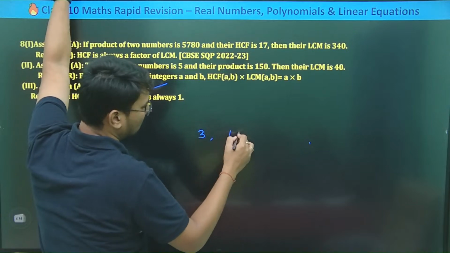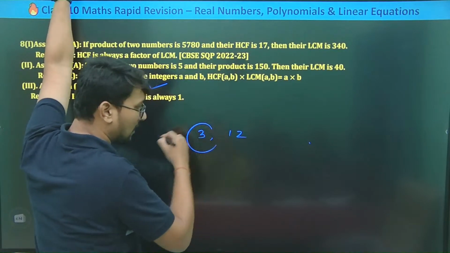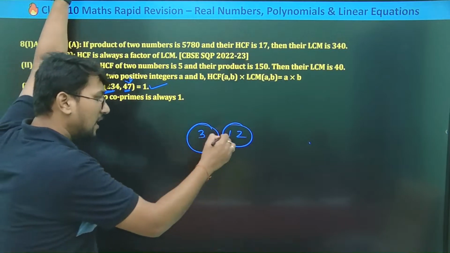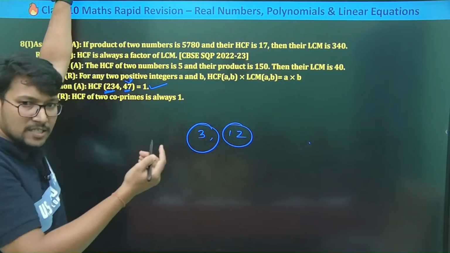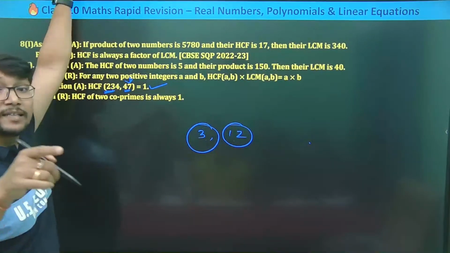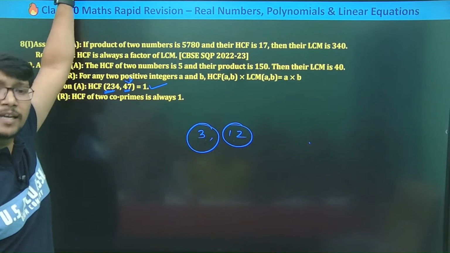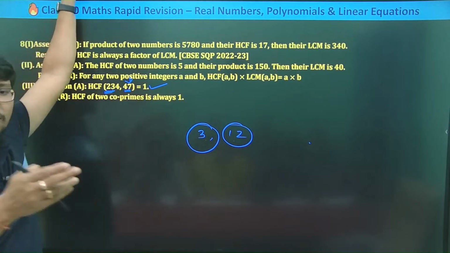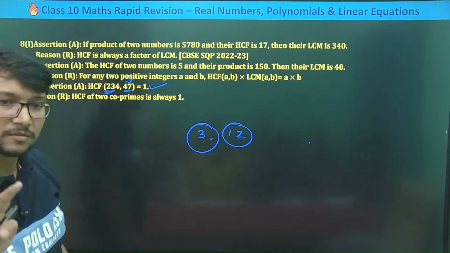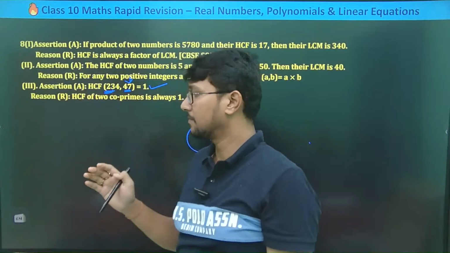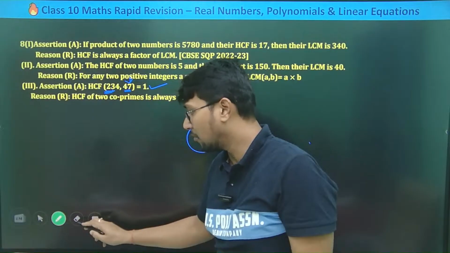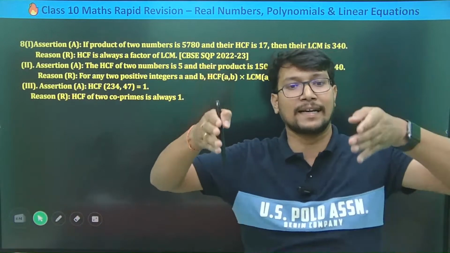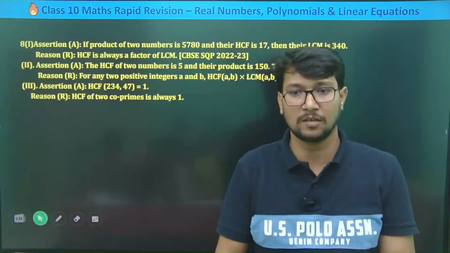3 and 12. We have understood 3 is a prime number. 12 is a composite number. If 12 is divisible by 3, then their HCF is not equals to 1. Okay. So in case of prime composite, you have to check by dividing. Got it? But if both are composite, you have to factorize prime factors. Got it?